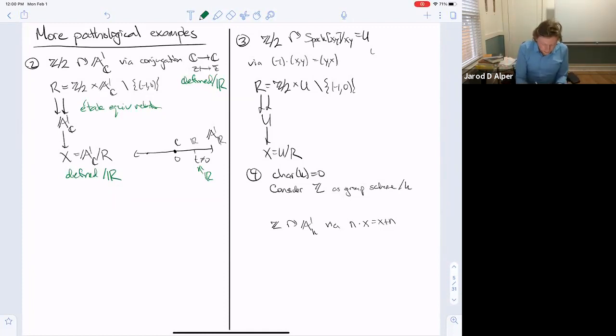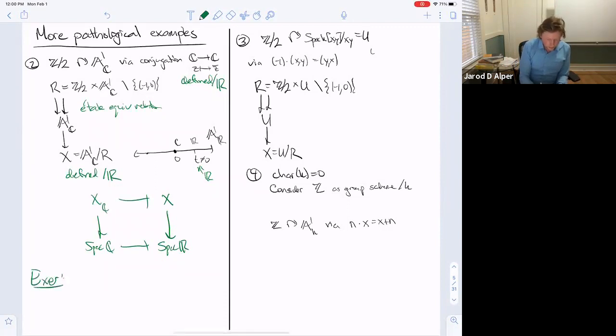And in this example, X is defined over spec R, and if I base change to spec C, maybe I'll just list this as an exercise: this base change is actually a scheme. And what scheme is it? It's the non-separated affine line over C.